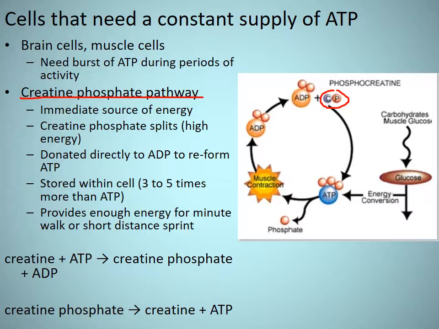ADP and creatine phosphate will come together. The creatine phosphate will split, meaning that there's a lot of high energy in that bond here, and ATP will reform. Essentially, our cells will use this creatine phosphate pathway for a sudden rush of energy. It's not always going to be there. When using the creatine phosphate pathway, it's essentially enough energy for about a minute, so 60 seconds. Again, it's only used when our cells need a burst of ATP.